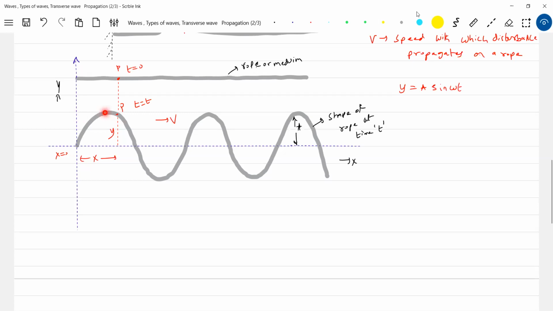How much time did the disturbance take to propagate a distance x? The disturbance is propagating with a speed v. So how do we calculate the time taken by the disturbance to propagate a distance x? V equals x by t, so write it. You know kinematics. Like that, the disturbance will take some time to propagate. Okay, let's get into this one.